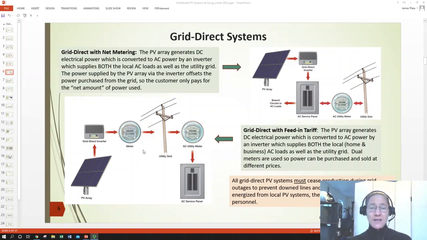So that's an advantage it has, and that would, of course, incentivize people to go a little bit more on the generous side in sizing their arrays and equipment, because basically anything that they produce in excess of their needs, they could get some money for.